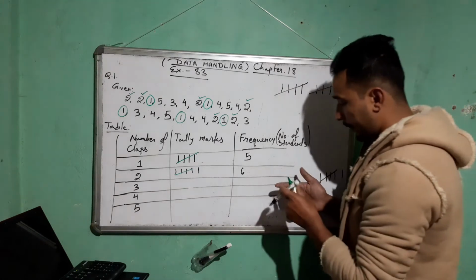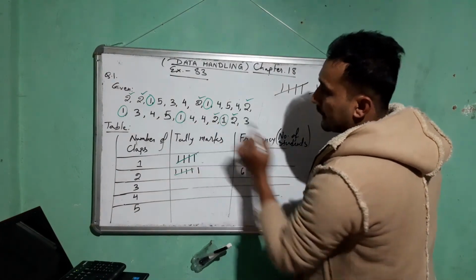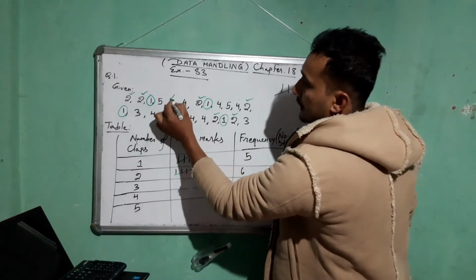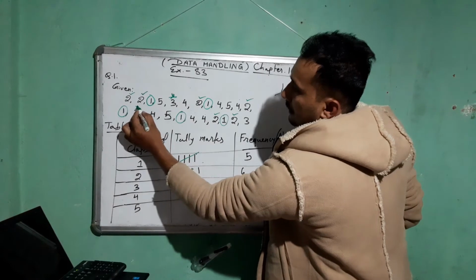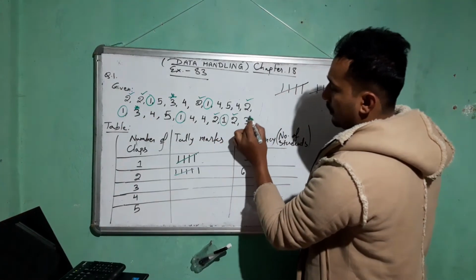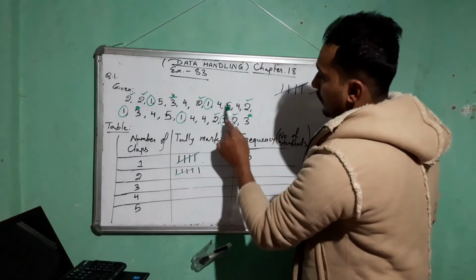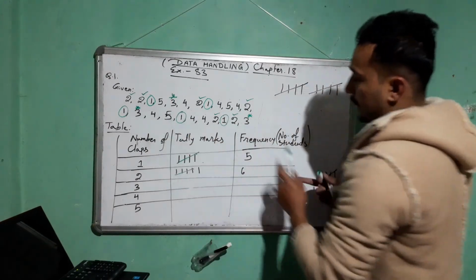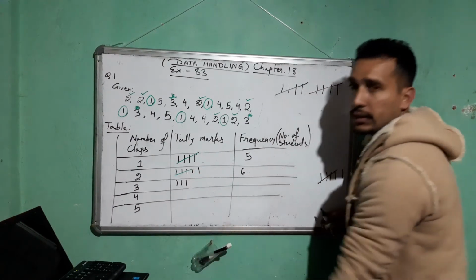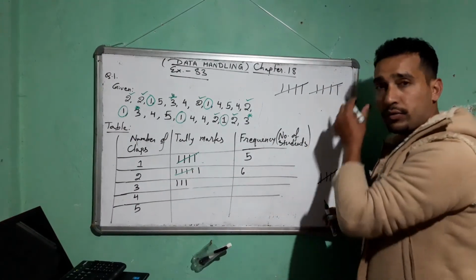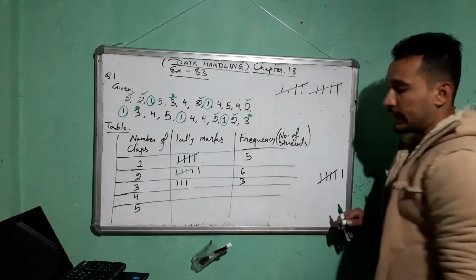Now next, 3 claps. 3 claps means I'll mark a star. 1, 2, with this 3. 1, 2 and 3. So tally marks 1, 2, 3 like this. 3 lines, you have to draw. Add frequency, which is 3 here.